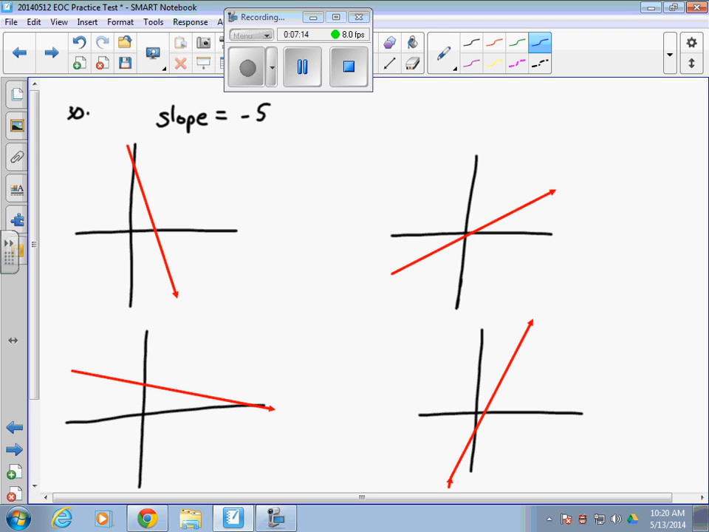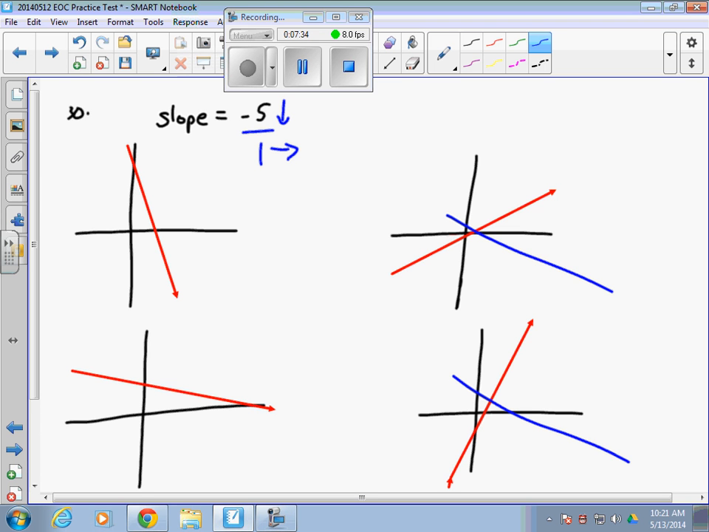Number 30 says, which of the following graphs shows a line with a slope of negative 5? Not this one, that's a positive slope. Not this one, that's a positive slope. So it's between A and C. Both of those are negative. Negative 5 is over 1. Remember, slopes are always rise over run. So that's saying go down 5 and to the right 1 time.